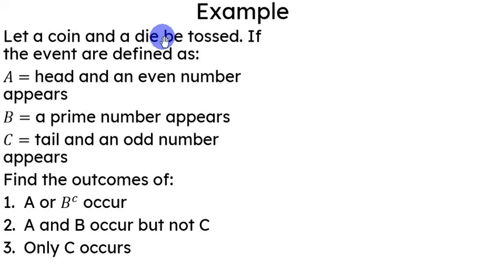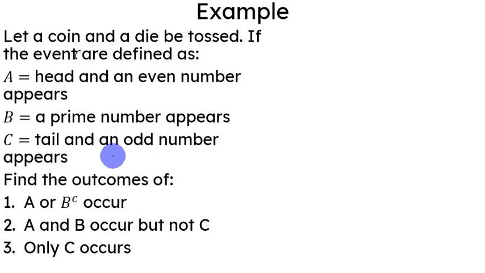Let us have some examples. So let a coin and a die rather be tossed. If the events are defined as follows. Event A, a head and an even number appears. Event B, a prime number appears. And event C, a tail and an odd number appears.